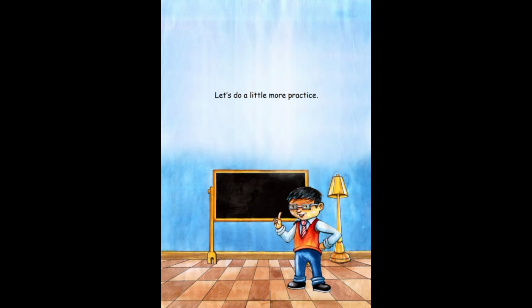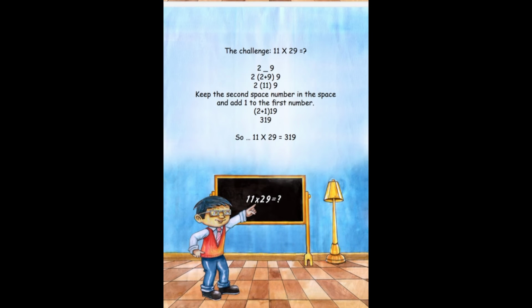Let's do a little more practice. The challenge, 11 times 29 equals 2, 2 plus 9, 9, or 2 11 9. Keep the second space number in the space and add 1 to the first number. 2 plus 1 is 3, so 319. 11 times 29 equals 319.